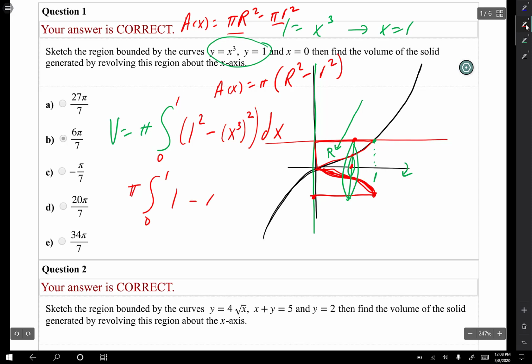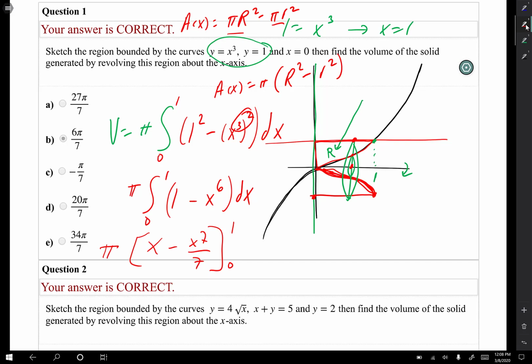Pi integral 0 to 1 of 1 minus x to the 6 dx. And you can go ahead and use a calculator, but this is easy enough to not have to use one. X minus x to the 7th over 7, and then this is evaluated from 0 to 1. You still have a pi on the outside. The 0 is going to zero out everything, but the 1 is not. So I'm going to write pi times 1 minus 1/7. So 1 minus 1/7 is 6/7, and with the pi on the other side, it's 6 pi over 7.